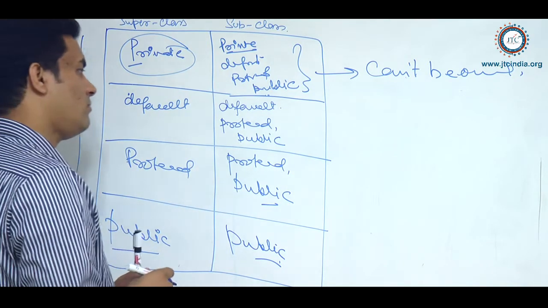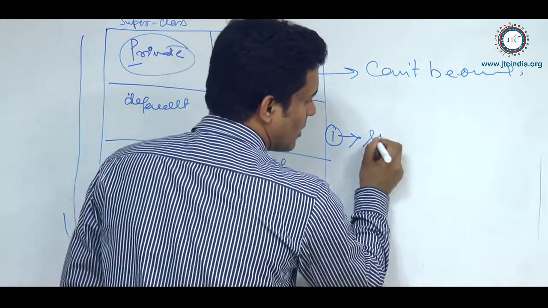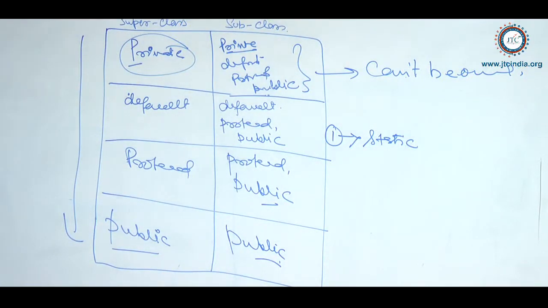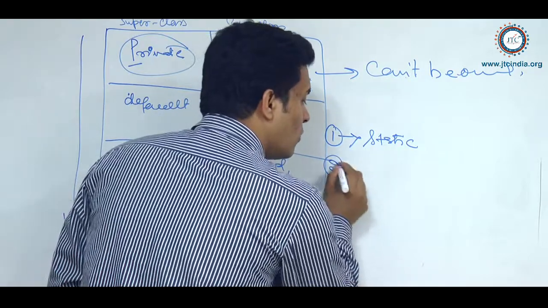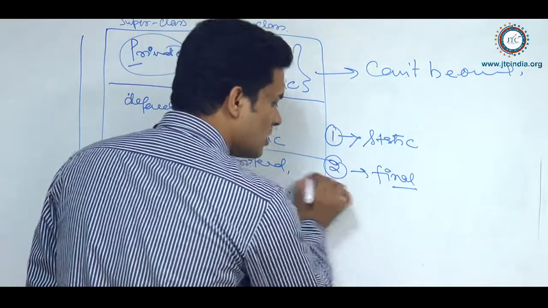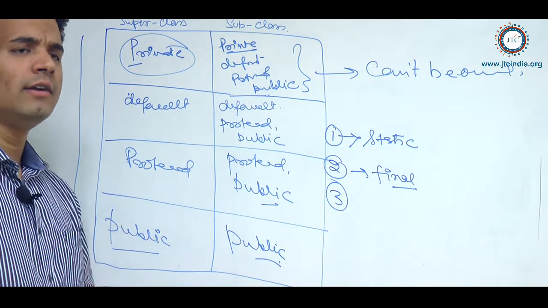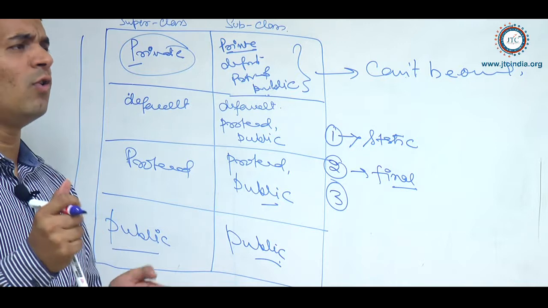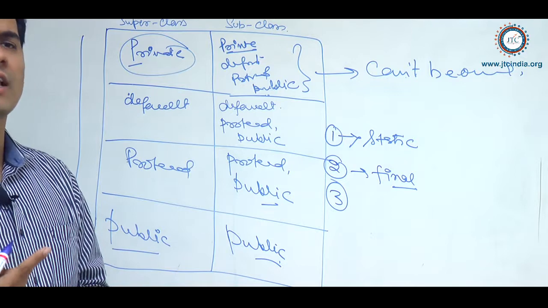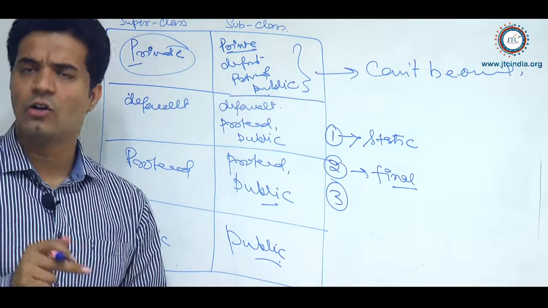Now again, 2-3 points are there. Number one, static method cannot be overridden. Second, final method cannot be overridden. We cannot override a final method also. And third, the private method of a class also will not be overridden. Actually, first of all, a private method will not be visible itself to the subclass, so we can't say whether we can override it or not. Somehow we consider that a private method of a class cannot be overridden.